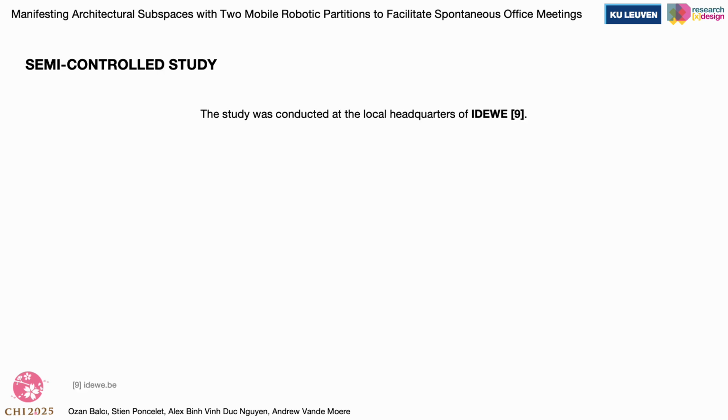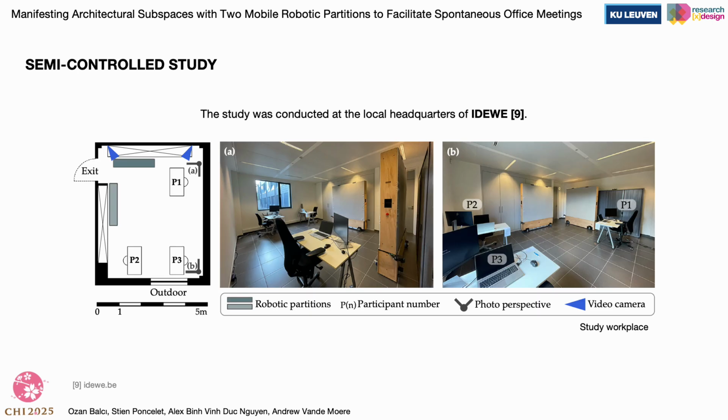Our semi-controlled study was conducted at the local headquarters of IDEVE, a consulting company that specializes in healthy and safe work environments. We selected a relatively small workplace, as shown in the image. The office layout was carefully planned so that the two large robotic partitions could manifest enclosed subspaces without interfering with the existing office furniture.